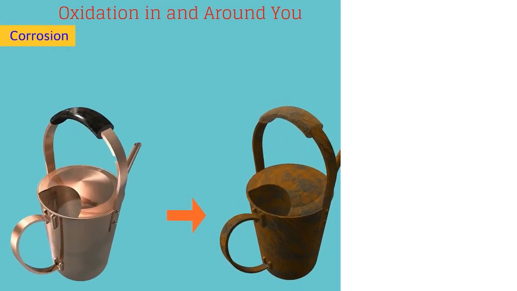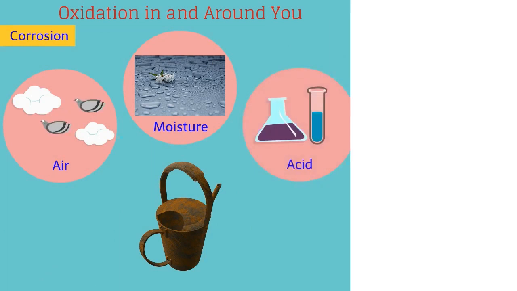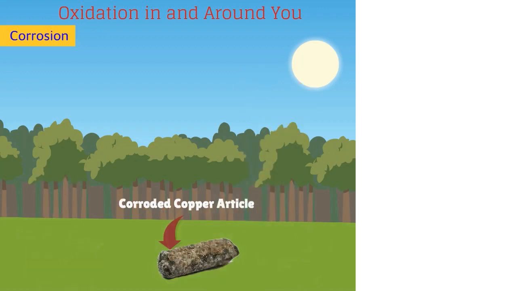Oxidation in and around you. Corrosion. The damage to the metal due to the effects of environmental factors such as air, moisture, and acids is called corrosion. For example, when copper articles are exposed to light and moisture for very long time, then these get corroded.